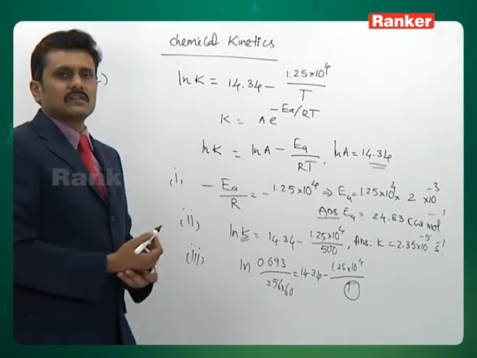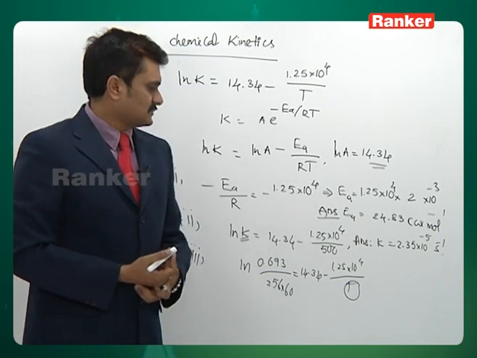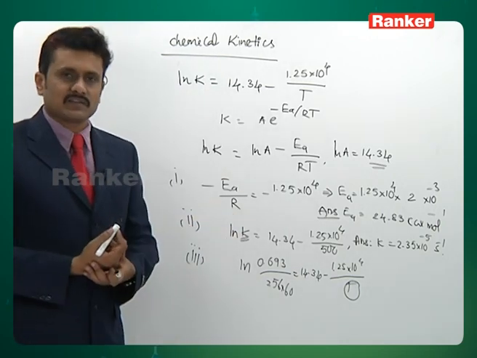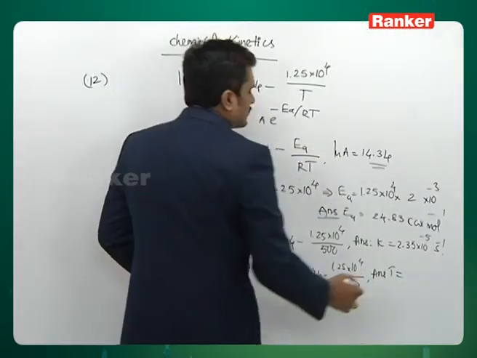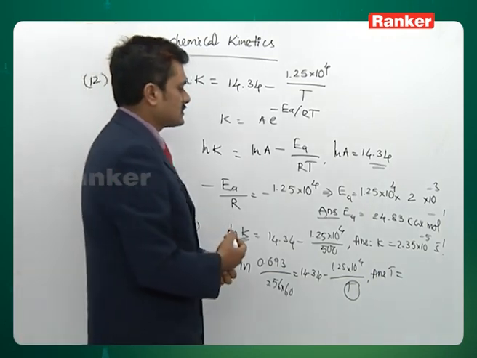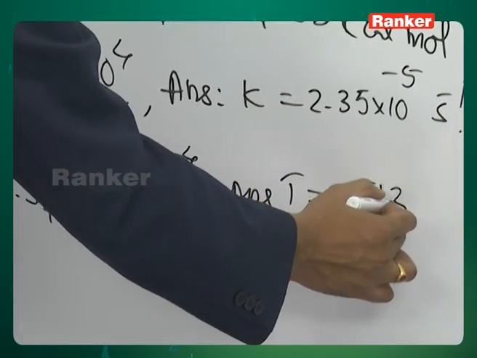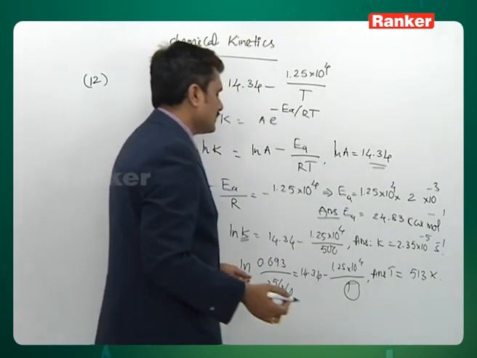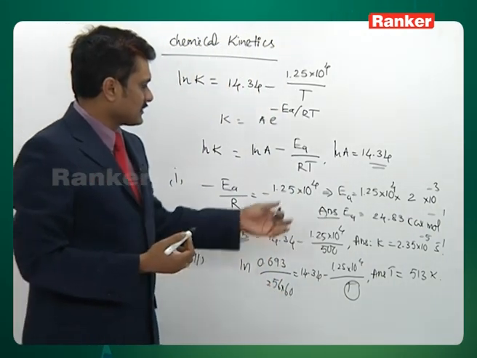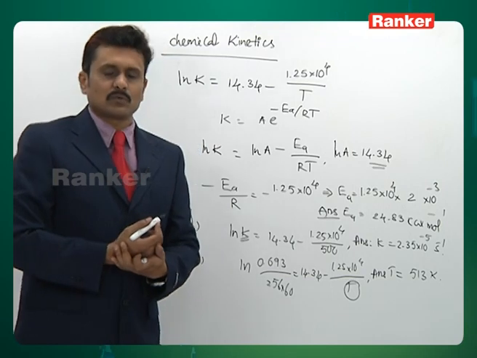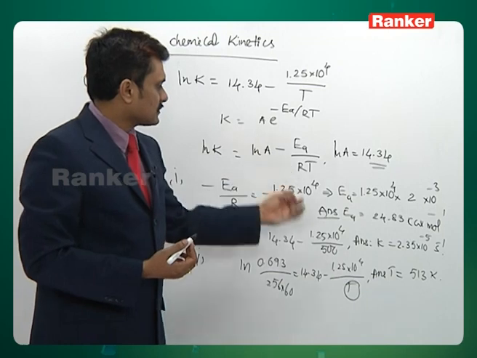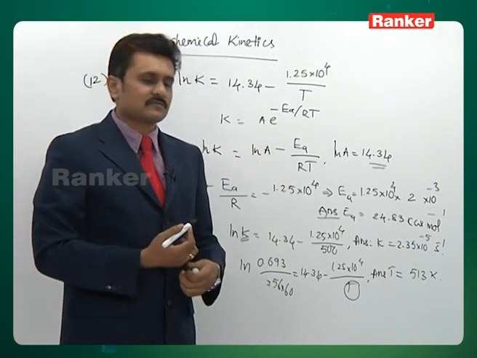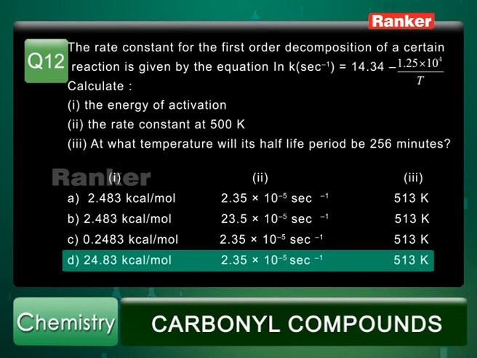It's a very simple question, previously asked in IIT JEE, and in each case you have to find one variable. The answer for the third question, the value of T, turns out to be 513 Kelvin. In every question there is one unknown or variable being asked. In the first question we got the value of EA after substitution of temperature. In the second we substituted the temperature to find K. In the third we substituted the T half value to find the temperature.